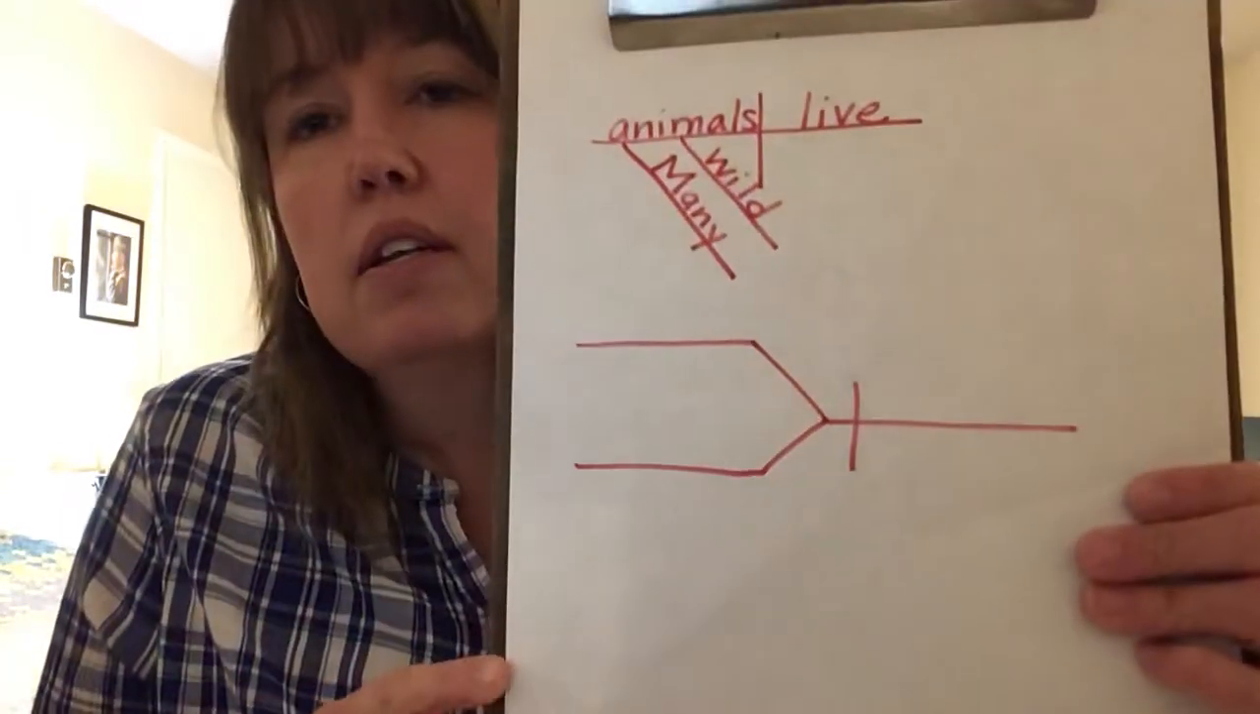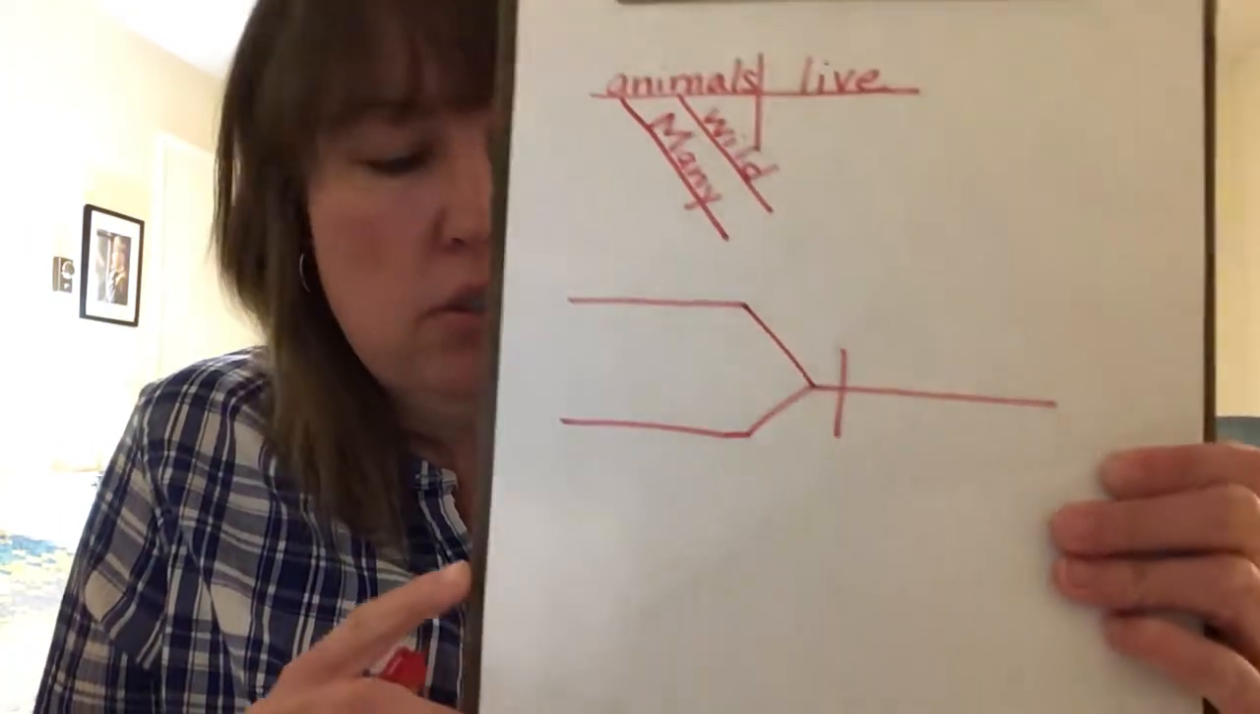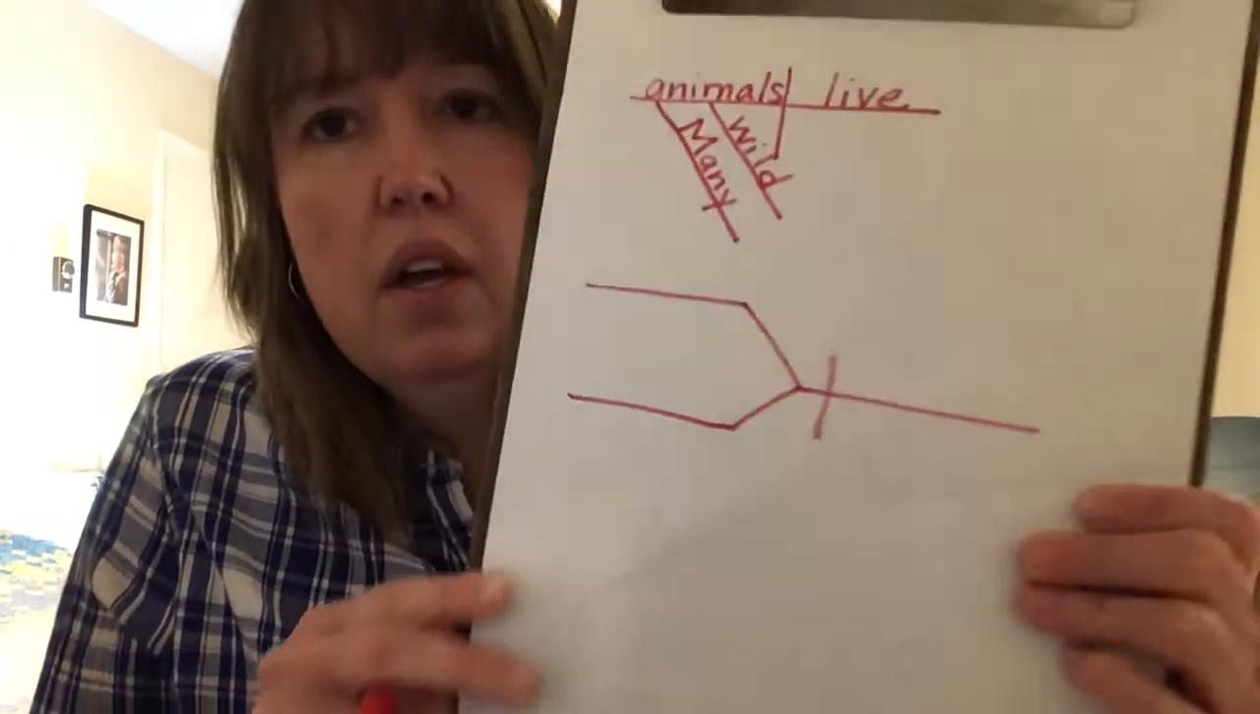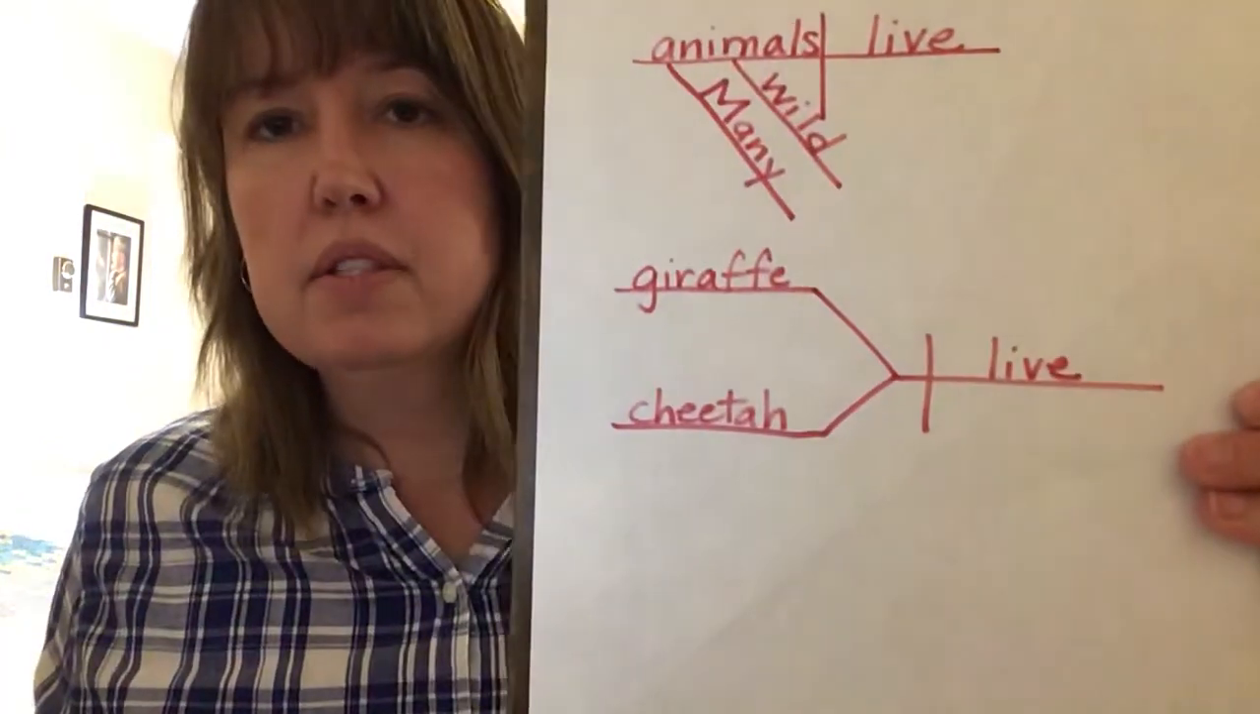Okay, so now we're going to diagram 2 subjects. Okay, so remember how you do it? You drew this, right? 2 subjects. So do that. Now write your subjects. Giraffe. You're writing in your book while I'm writing on my paper. Cheetah. And live. Okay, so you should have this set up.